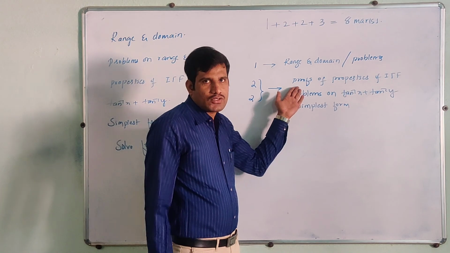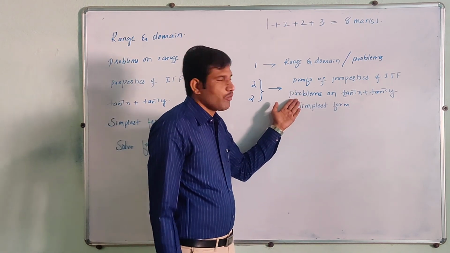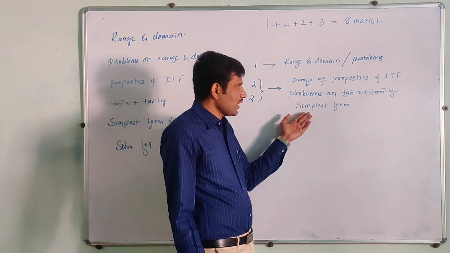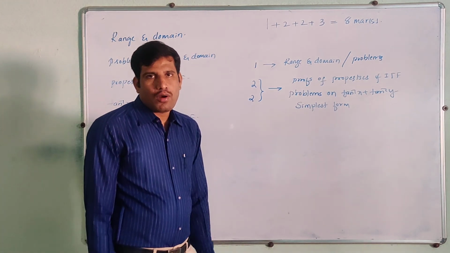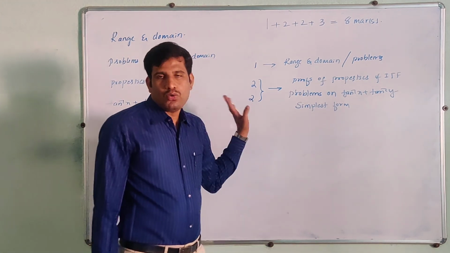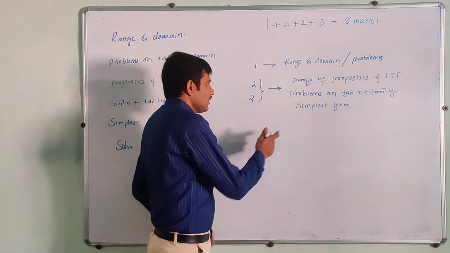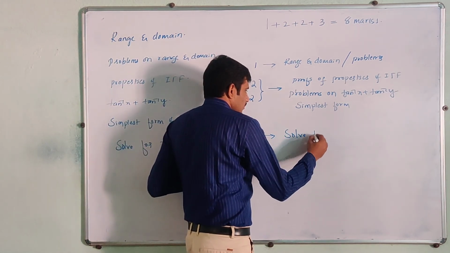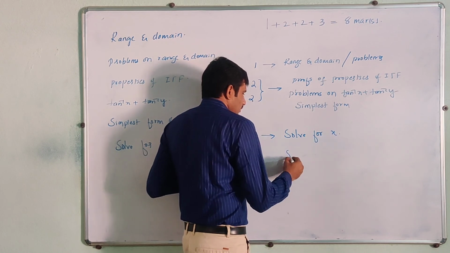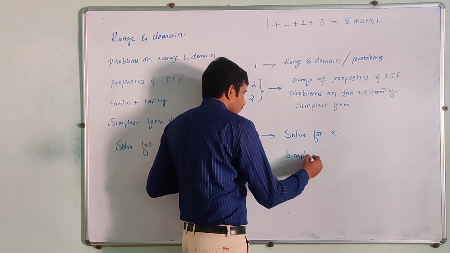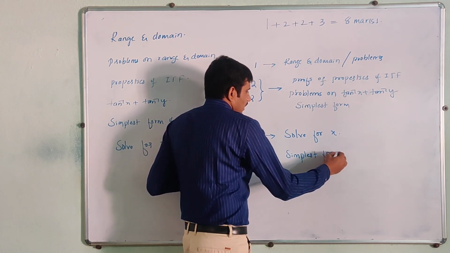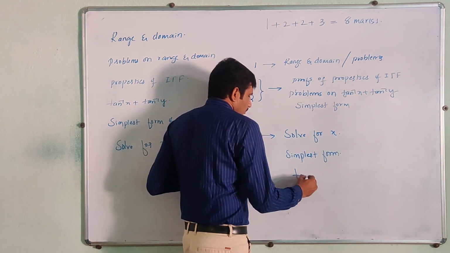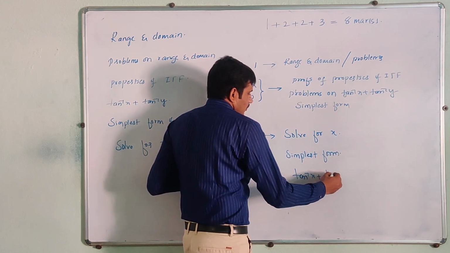One may be the proof of a property, or one problem will be on tan inverse x plus tan inverse y, or they may ask the simplest form. So there will be 2 mark questions on this. Next, the 3 mark question: that is solve for x, or a problem on simplest form. Or sometimes they may ask problems on tan inverse x plus tan inverse y also.